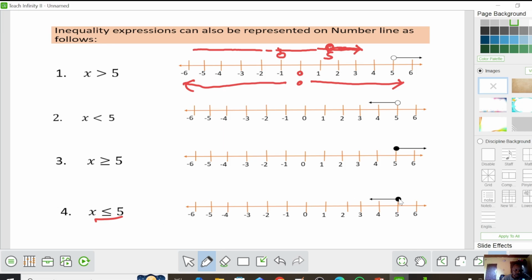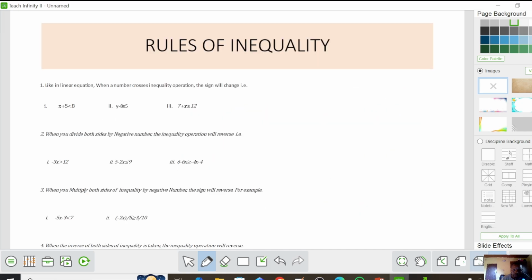So you have to shade it to signify that the point, which is 5 itself, is part of the solution of the numbers that are less than 5 or equal to 5. That means start from 5 downward. But an open circle means 5 is not included. The open circle means the 5 is not included.